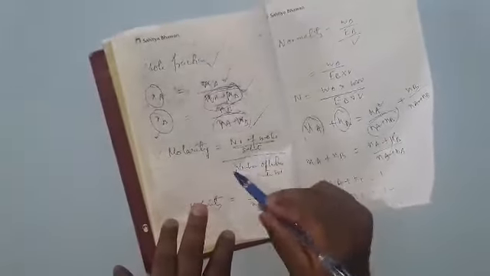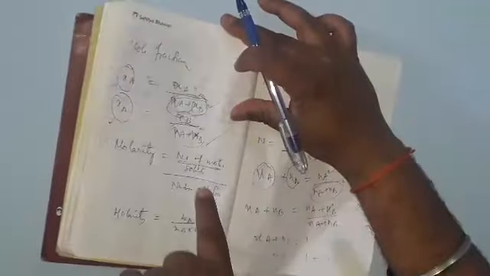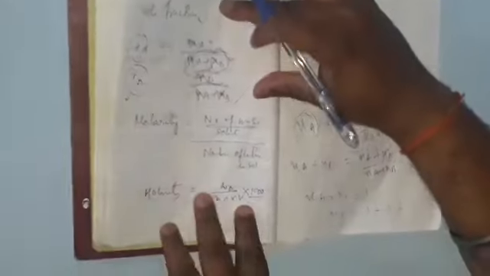And what is molarity? Molarity may be defined as the number of moles of a solute dissolved in 1 liter of solution. Molarity means the number of moles of solute in a solution, dissolved in a number of liters. 1 liter equals 1000 milliliters.